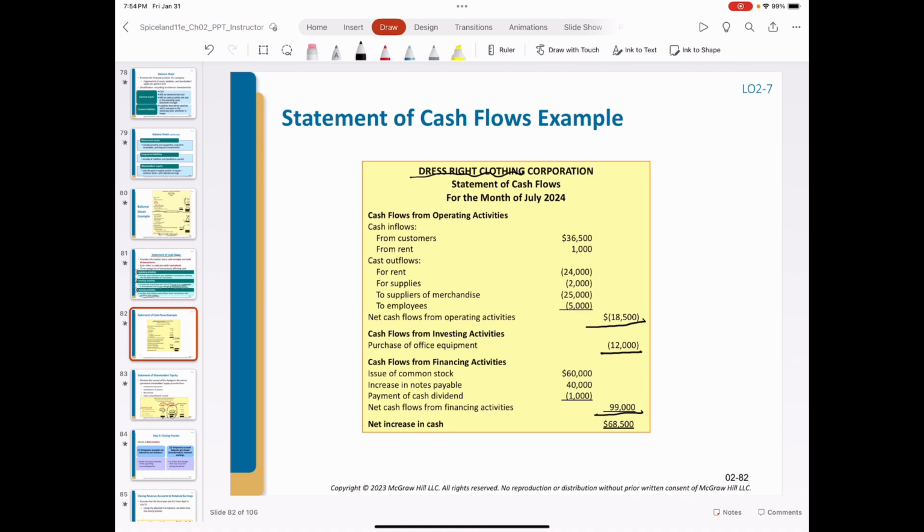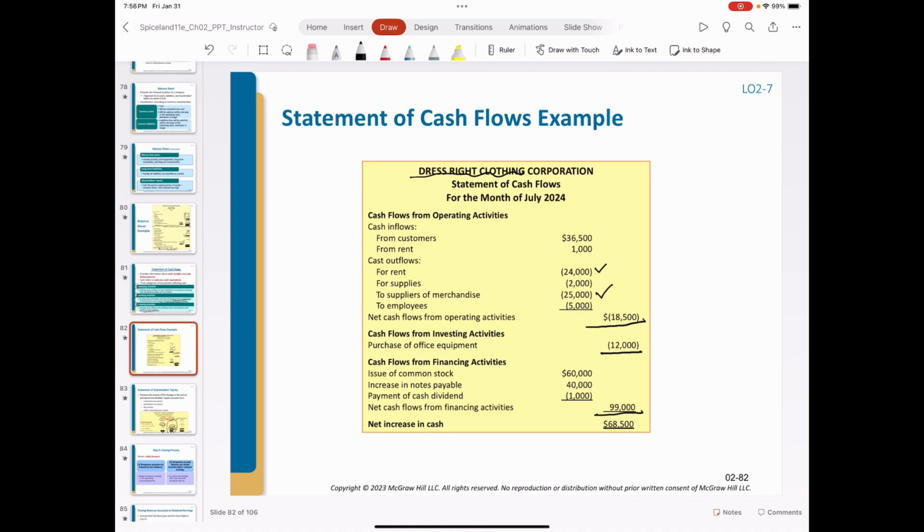The reason operating cash flows was negative is because of large payments for the rent, prepayments for the rent, and also the prepayments for the supplies, which result in a negative cash flow from operating activities. Well, $12,000 was the purchase of the equipment, office equipment. This is also an investing activity.